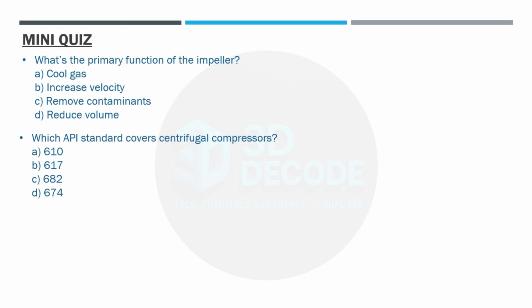Question 2. Which API standard governs centrifugal compressors? Is it API 610, 617, 682, or 674? And question 3. Can you name one real-world application where centrifugal compressors are used? Type your answer in the comments below.